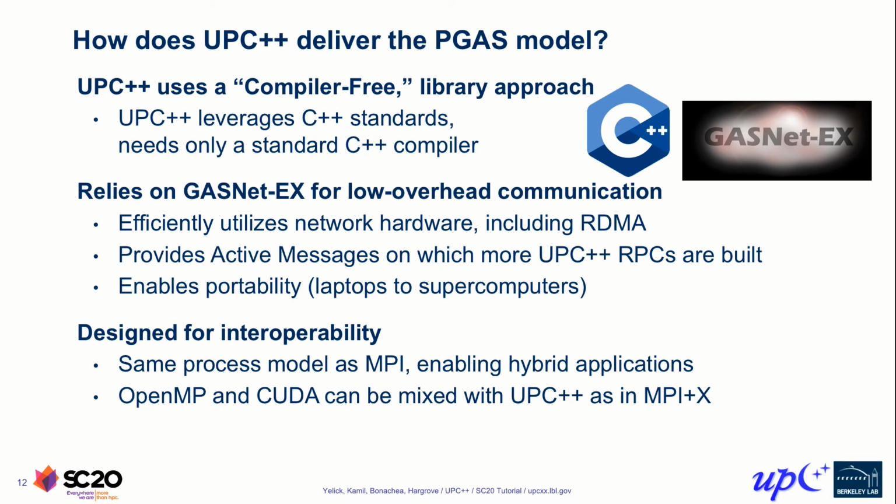So how does UPC++ deliver the PGAS model? Well, it is not a language in the sense that it doesn't have a compiler. It is a programming model or a programming system, and it uses a library. This was a design decision made early on in the UPC++ design because it leverages some of the features of C++ and actually makes it much easier both to implement the language, but also to allow it to interoperate with other C++ libraries. So it relies on GASNet-EX, I've mentioned GASNet before. The exascale version of that is called GASNet-EX, for very low overhead communication. It's going to utilize those RDMA features.